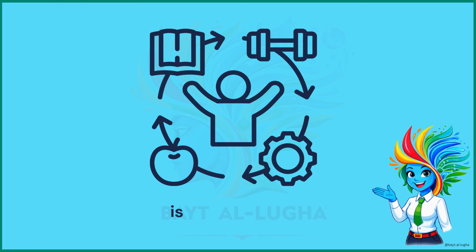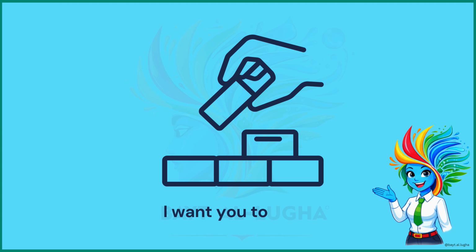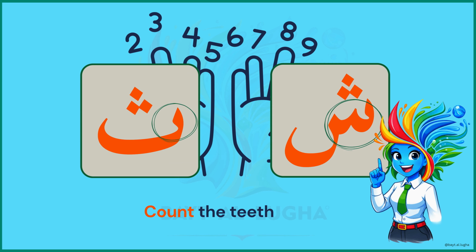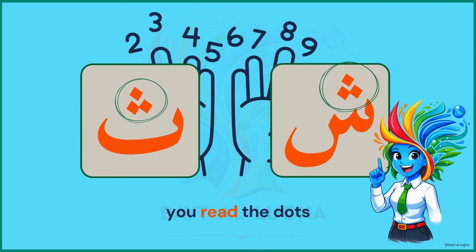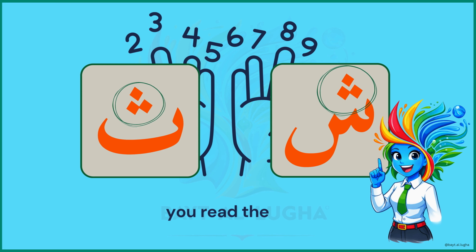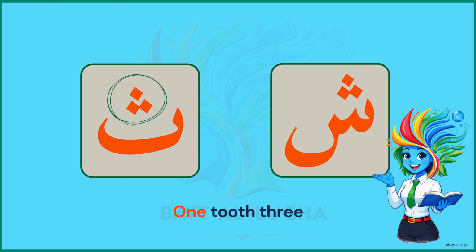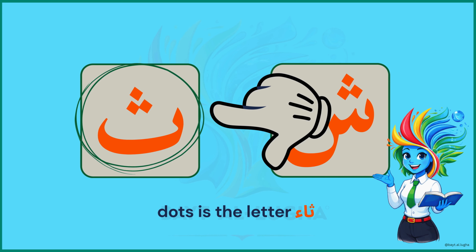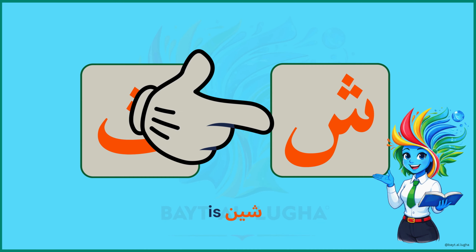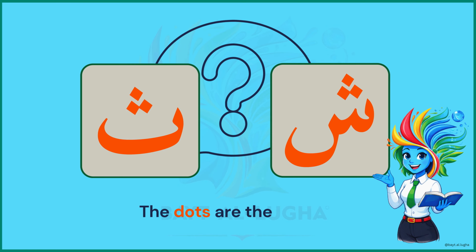So here is your habit, and I want you to build it today rather than in month 4. Count the teeth before you read the dots. Always count the teeth before you read the dots. 1 tooth, 3 dots is the letter tha. 3 teeth, 3 dots, that is shin. The dots are the second question, not the first.